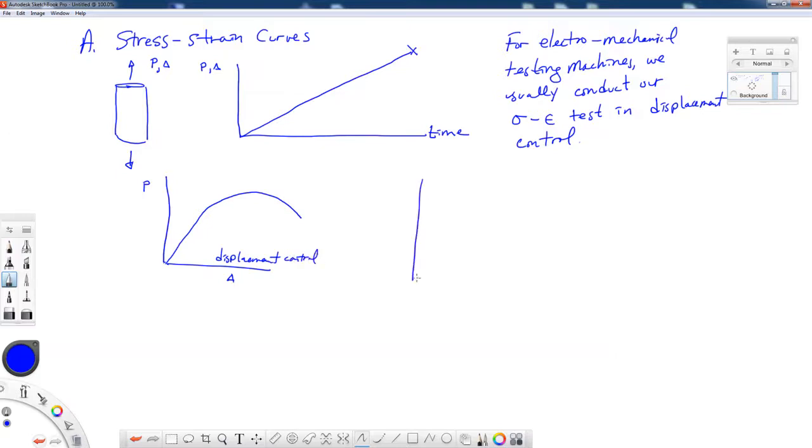If we had our load control instead of our displacement control, we would be controlling along this vertical axis. And once we were at our peak load, then our specimen would fail. We would not be able to apply any higher load than the maximum load that the specimen can take. So we would not get this downward behavior of the stress strain curve or the load displacement curve.